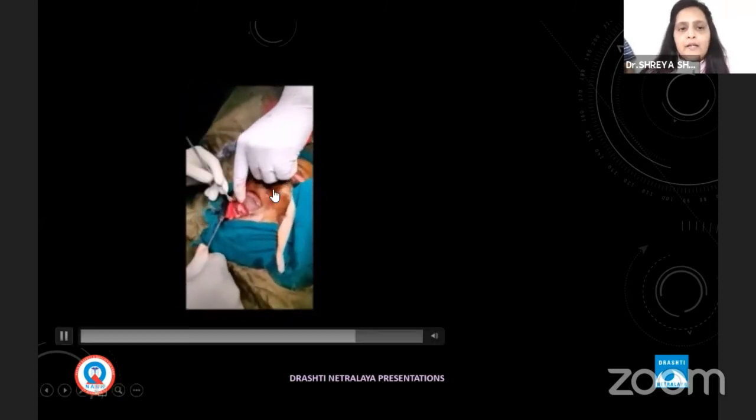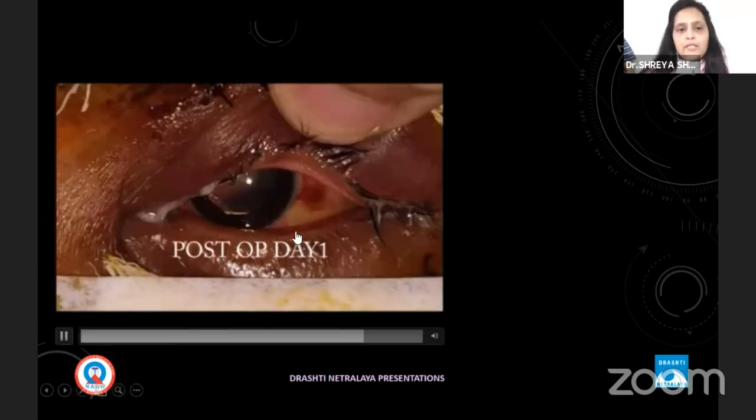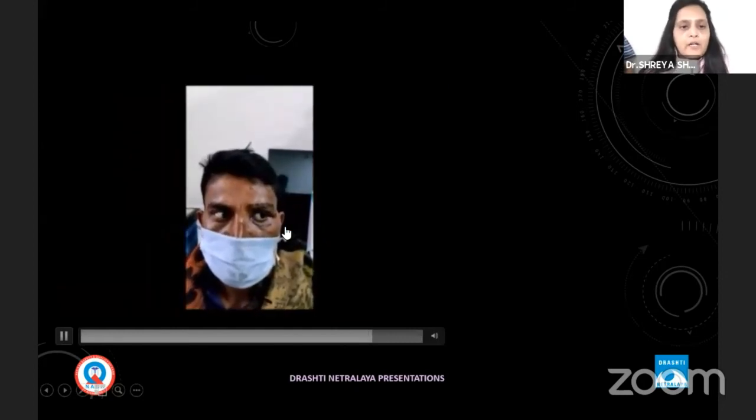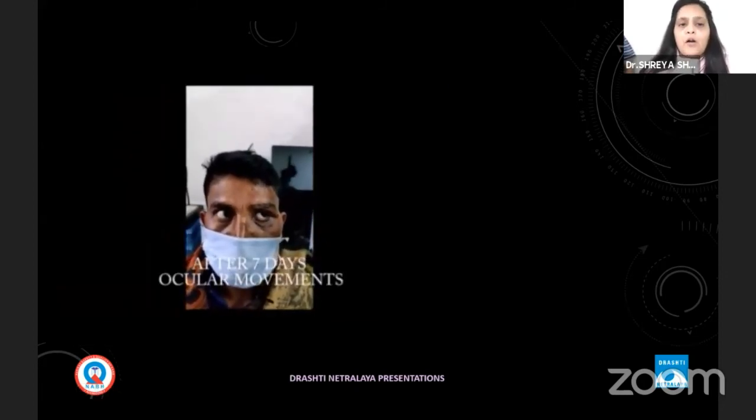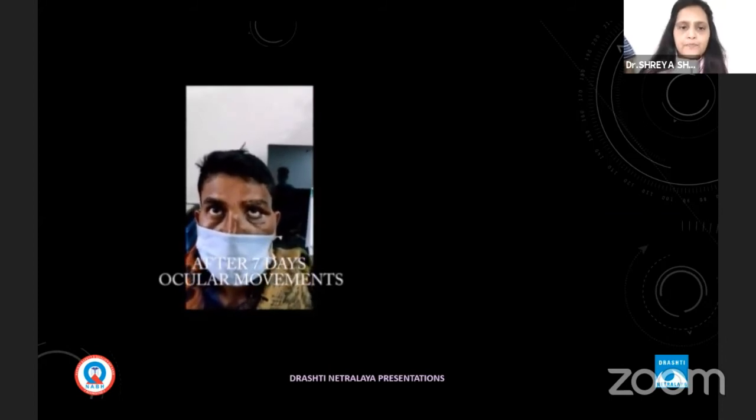Then we fixated the superior orbital rim in this particular patient. This is post-operative 1 day and 7 day. The patient regained all the movement in all gazes.